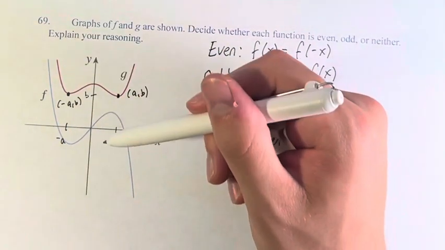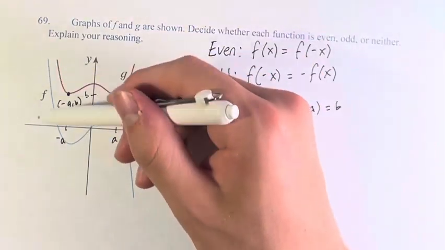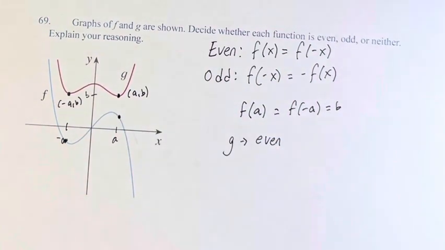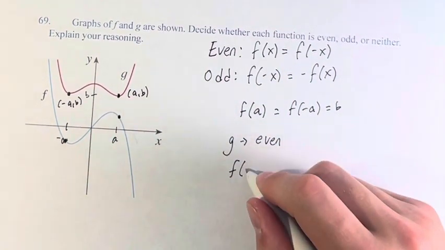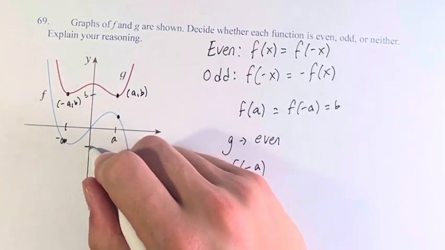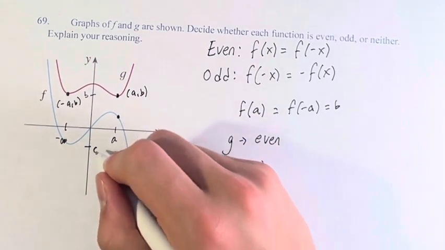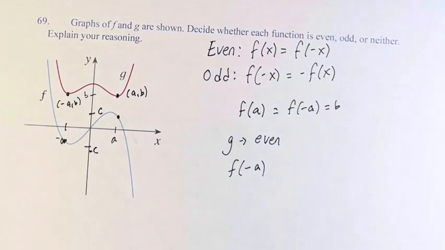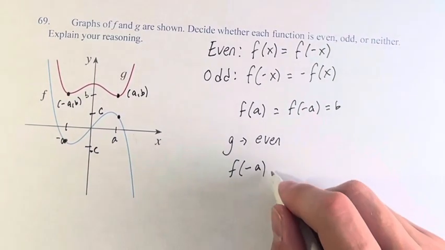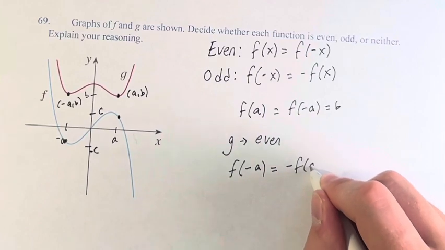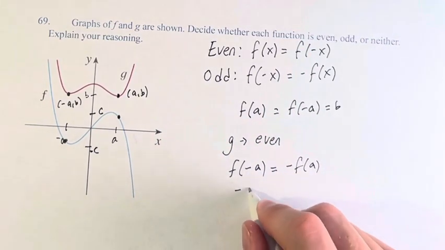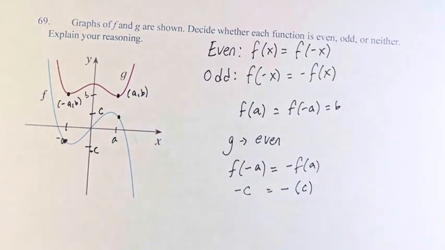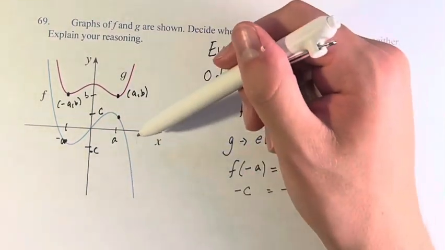If we look at the points at a and negative a on the graph of f, we can see that it's this point here and this point here, roughly. We can see that f of a is, let's call it c. Actually, this can be c and this can be negative c since it's above the x-axis. This is equal to negative f of a. This is negative c, which is equal to negative the value of f of a, which is c. This is because it's symmetric about the origin.